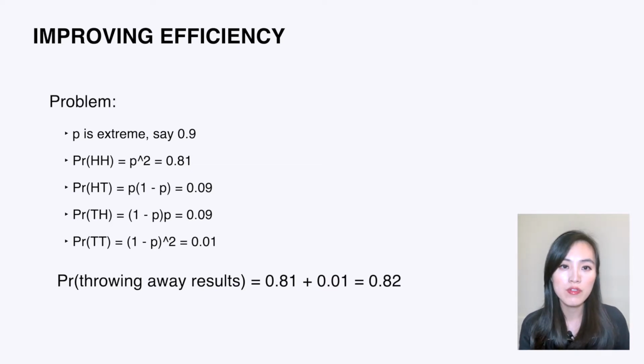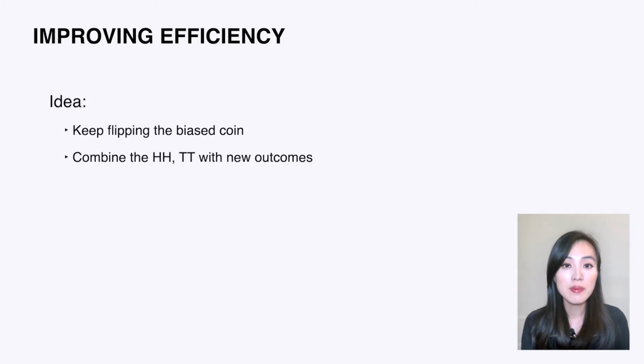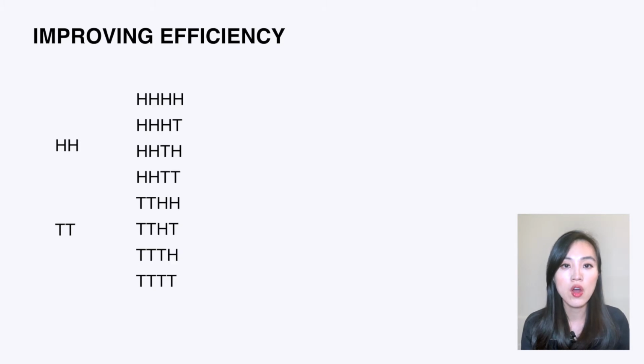So how could we improve the efficiency of it? Can we find a way to use the results of two heads or two tails? In fact, we can. We could keep flipping the biased coin and combine the outcomes together to simulate the head or tail of a fair coin. Let me elaborate. When we get two consecutive heads or two consecutive tails, we can toss two more times, and here are all the eight possible outcomes. Let's try to organize them into pairs, where the elements of each pair have the same probability. And here are three pairs.